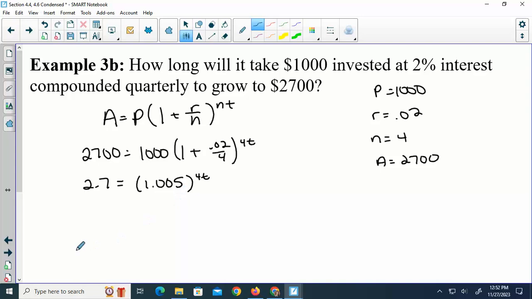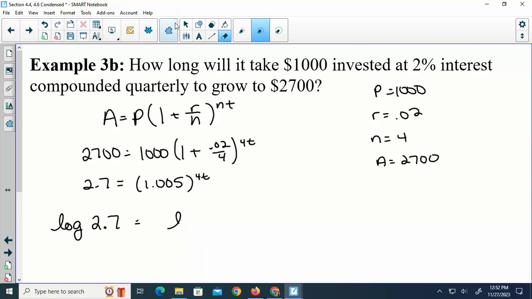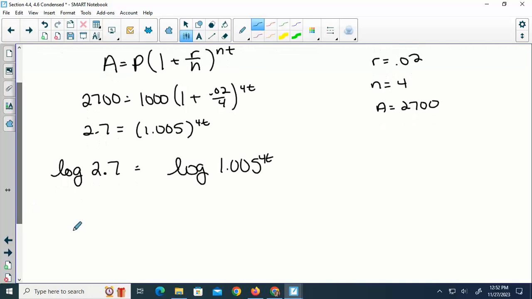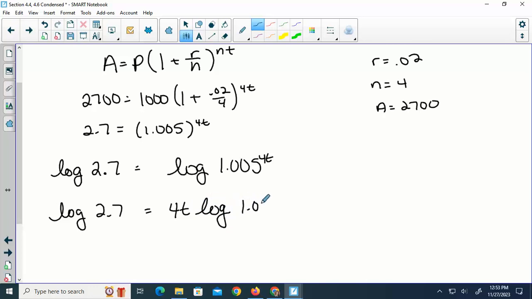I'm turning to log. What I would do is add a log on each side. It's like the previous problems where we are adding ln. Because my base isn't e, you could do the regular log or the ln. It's not going to matter. Nothing is going to cancel. But properties of logs, what can you do with your exponent? So we divide by the 4 log 1.005.